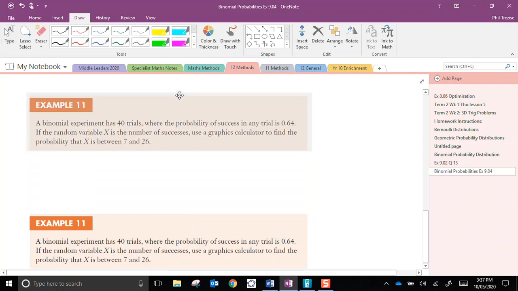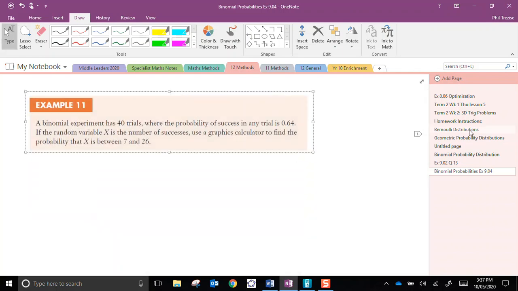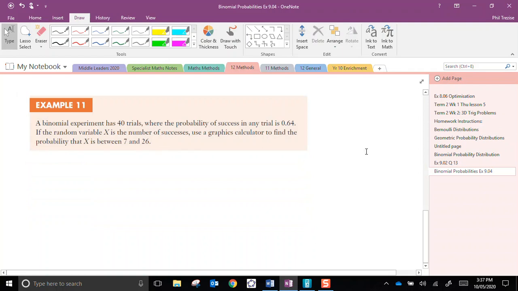Now here is just as another example, which I thought we could look at. This one, we've got a binomial experiment has 40 trials. So whereas last time perhaps we might have calculated them individually, with 40 trials there's a good chance that we'll never do these individually. The probability of success is 0.64, that's P. Now I should note that Q then would be 0.36. The random variable X is the number of successes.